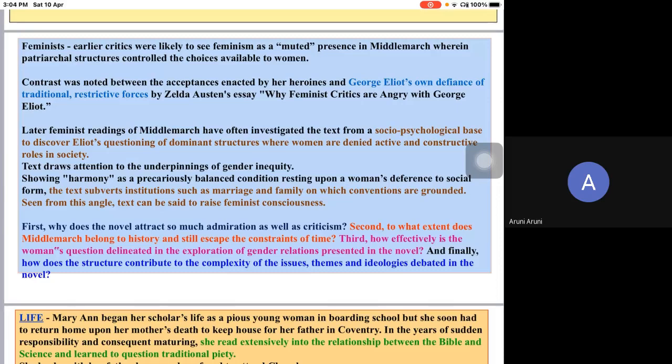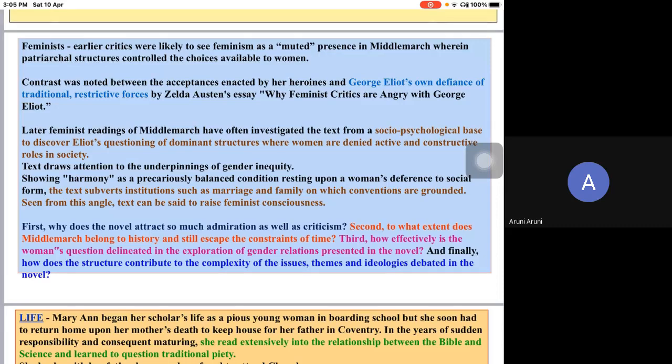So from the novel we see that harmony is a balancing condition, which is balanced very precariously, resting upon how a woman accepts social form. Seeing it like that, we can say that the text is subverting, turning upon itself, institutions such as marriage and family on which these conventions are grounded. And from this angle, we can say that, in her own way, Eliot is raising questions regarding feminine consciousness or feminist positions.